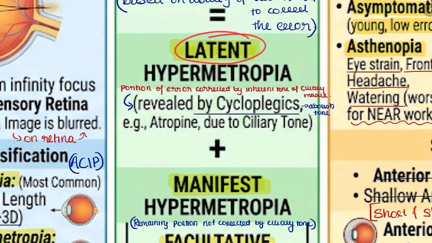So it is latent, and this has to be revealed by cycloplegics to abolish the tone. While we are going to correct the hypermetropia, we have to see this latent hypermetropia. In order to see it, we have to abolish the tone of the ciliary muscle, and abolishing can be done by cycloplegics like atropine, so that the ciliary tone is gone, and then we can see the latent or the hidden hypermetropia.